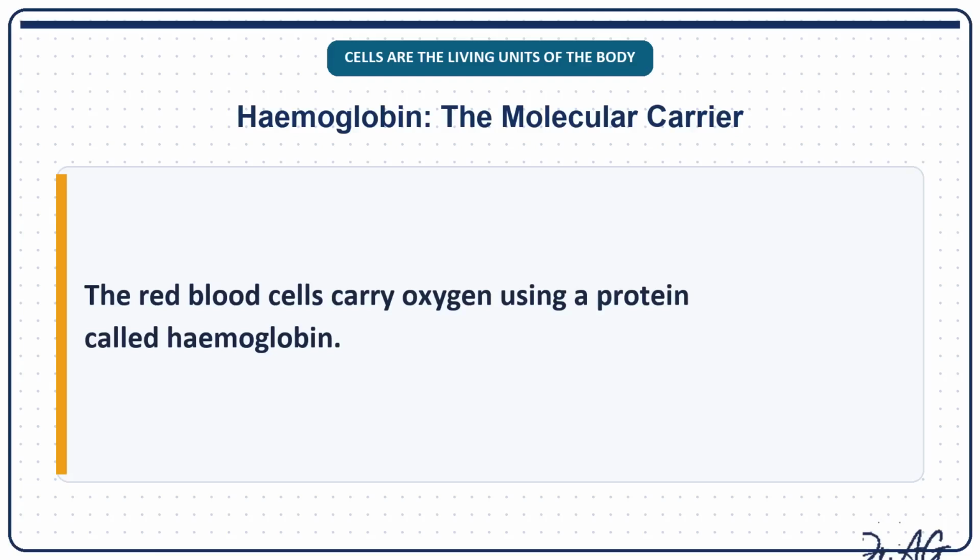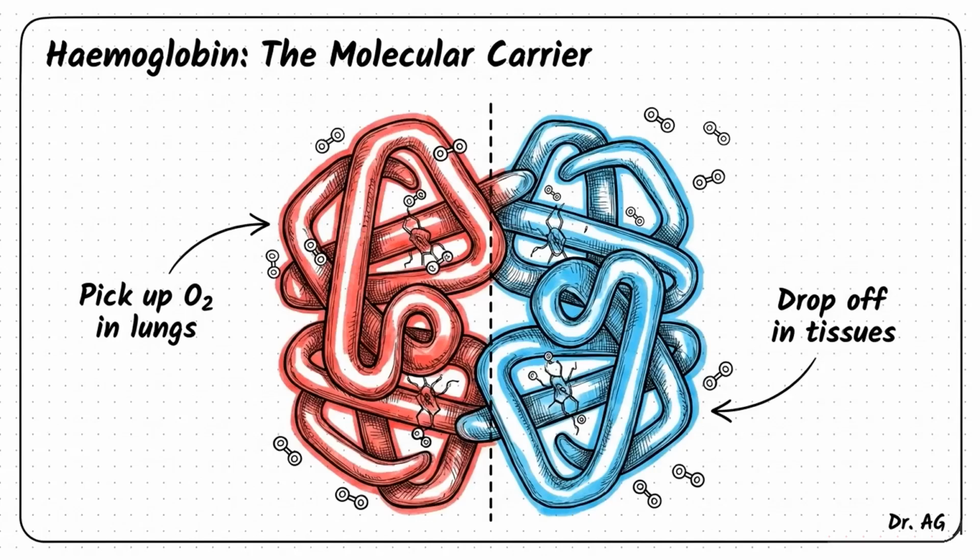The red blood cells carry oxygen using a protein called hemoglobin. Inside the red blood cell is hemoglobin. This is the molecule that actually grabs oxygen in the lungs, and releases it in the tissues.